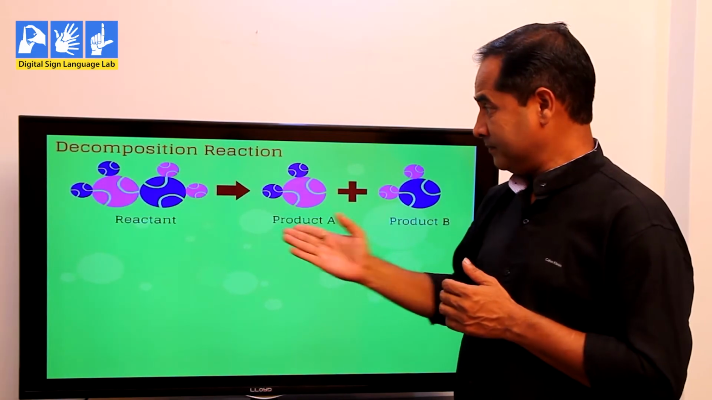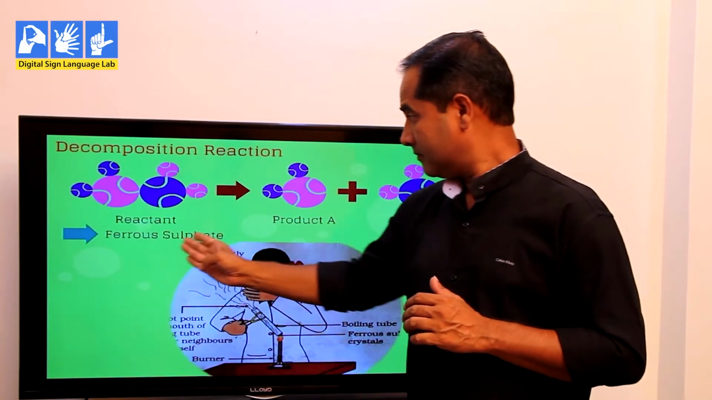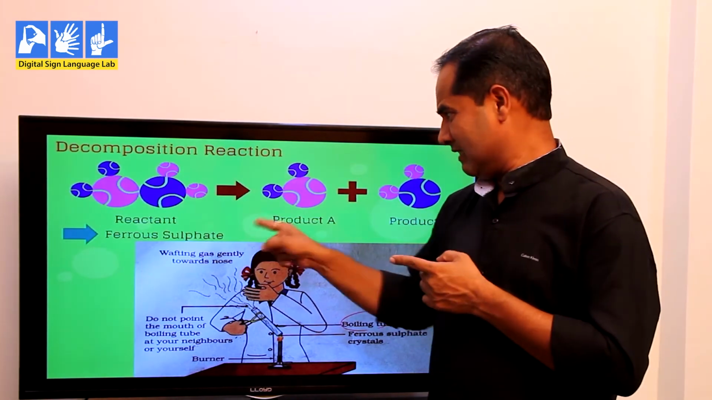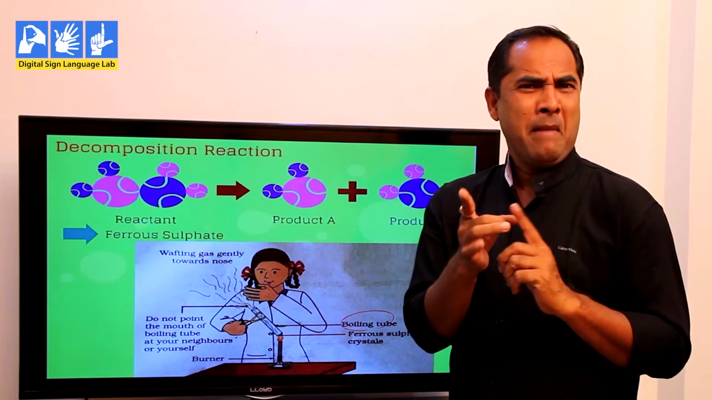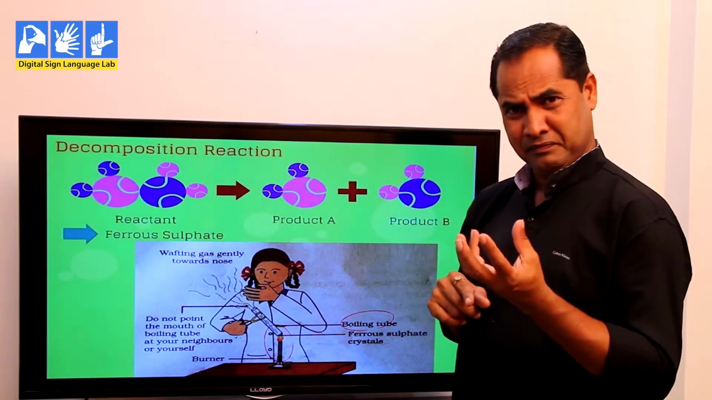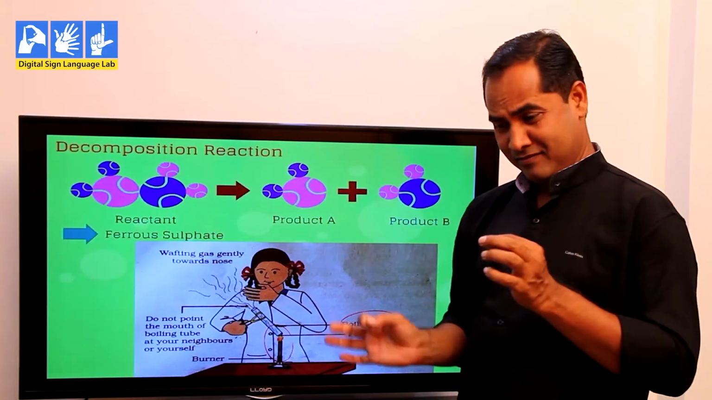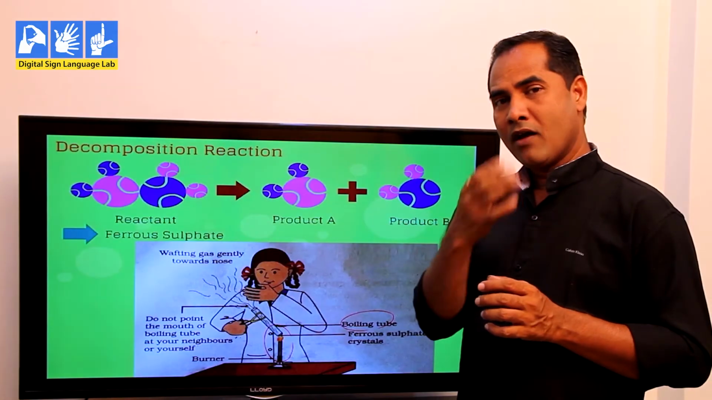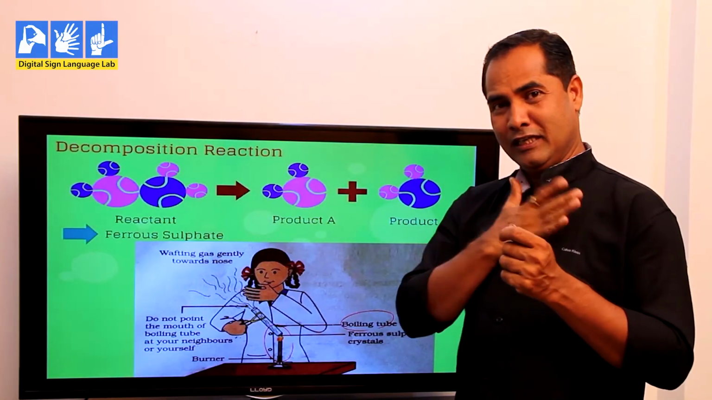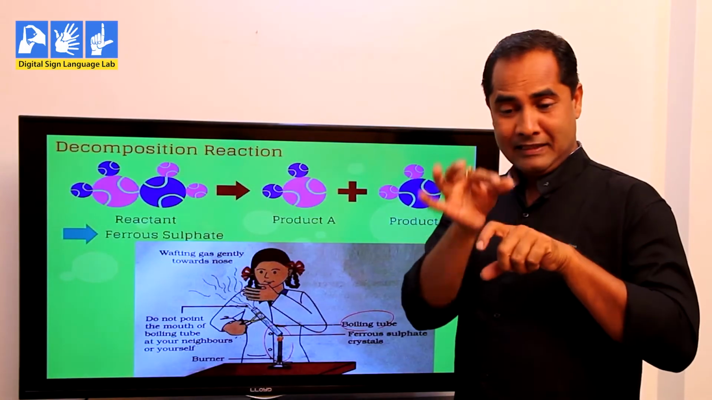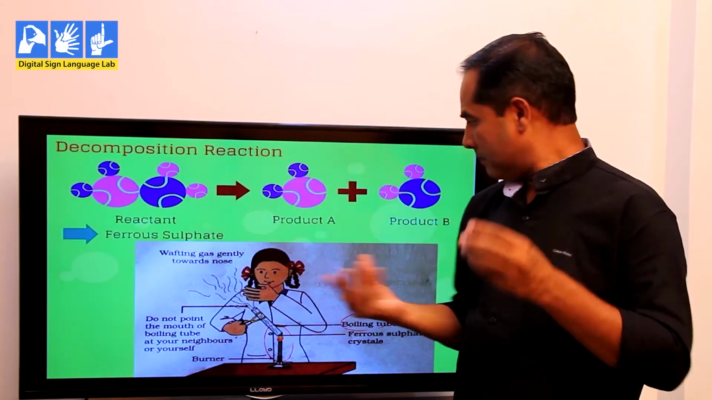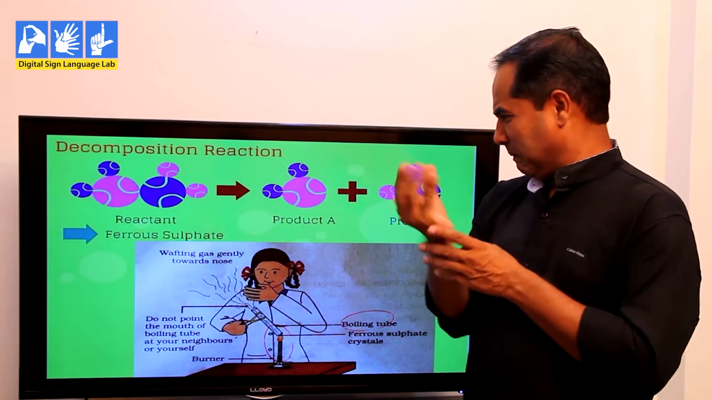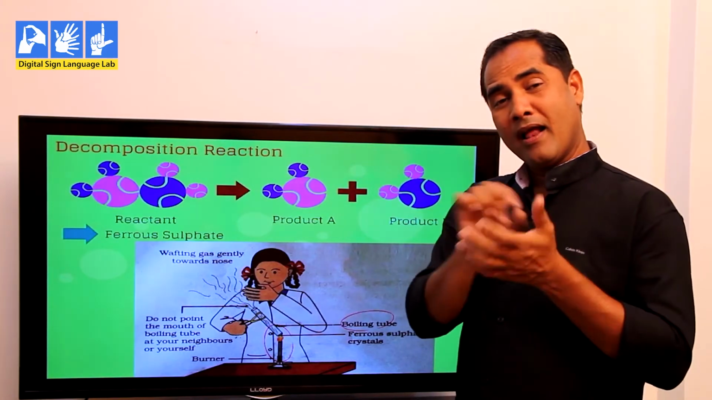I'll show you an example. As you can see, that's ferrous sulfate. Ferrous is basically iron, so iron sulfate. So you take that in a test tube and you apply heat, and you would notice a color change from green to golden. Also, there is emission of certain gases.